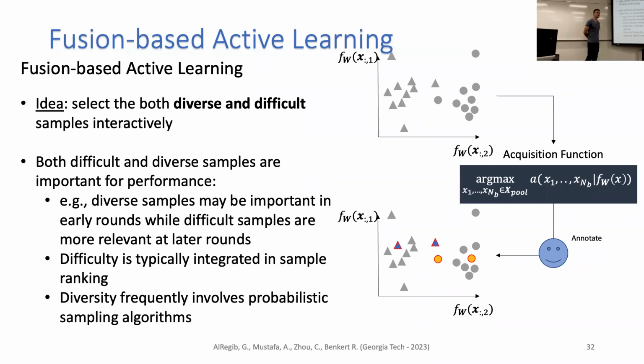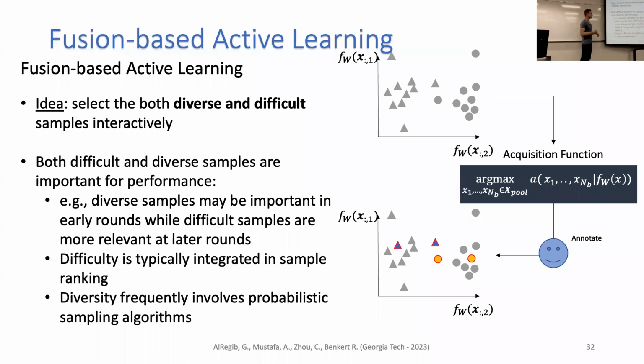So the idea behind this is to get the best of both worlds from difficulty and diversity, right? One of them gives us these centroids that we have at the far point, and the other one gives us these outliers, which are close to the decision boundary. Is there a way we can somehow marry both of these and select some of these and some of these to essentially optimize the performance? And that's what fusion-based approaches are really about.